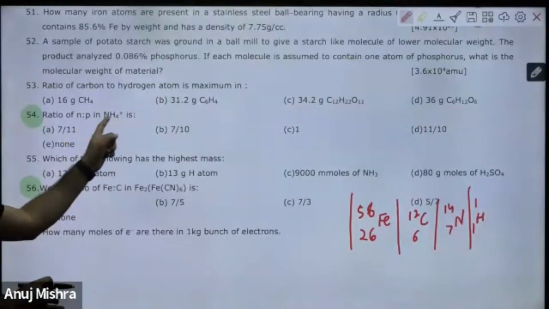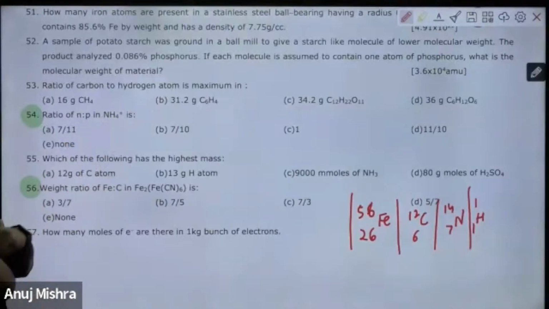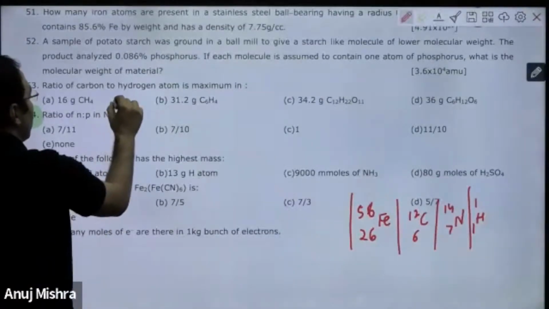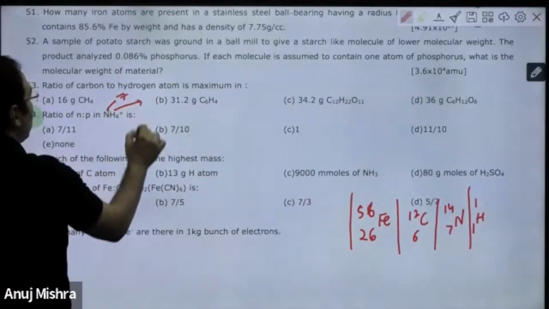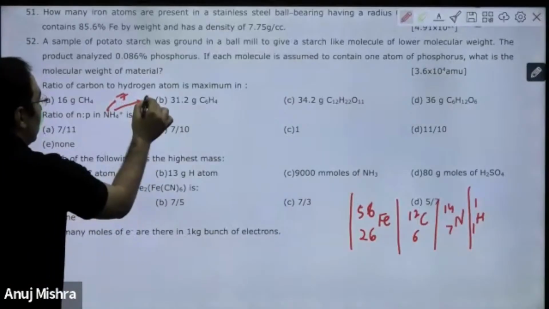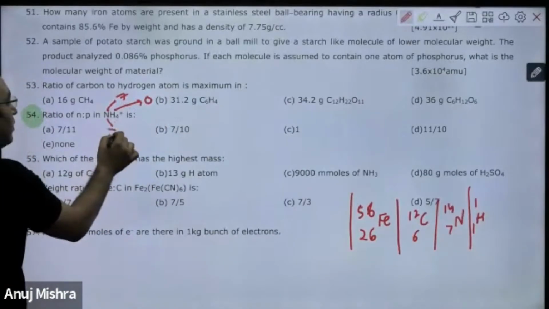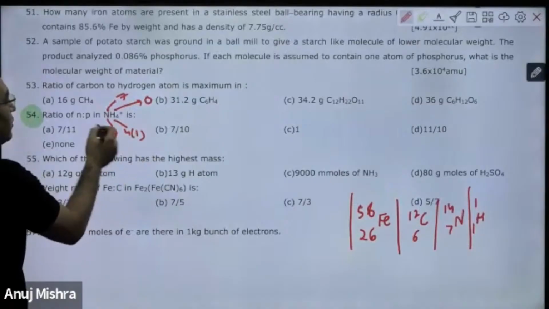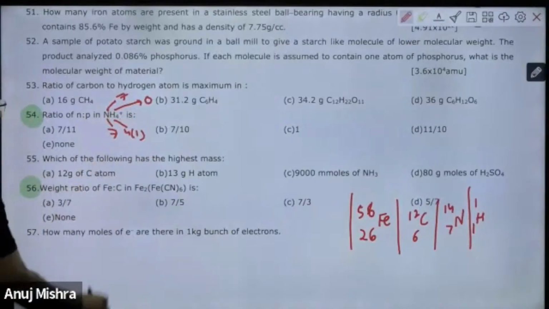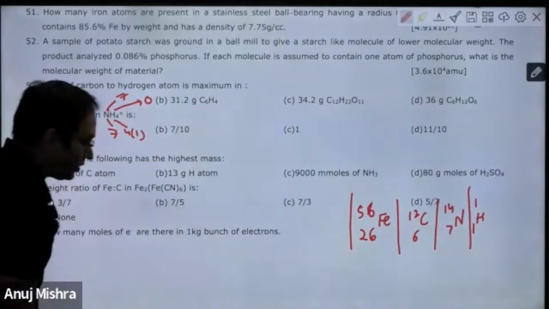What is the answer for this question? NH4 plus. 7:11. सबका ही आ रहा है. Shelly, what's your answer? Option A, 7:11. So न्यूट्रॉन्स निकाल लीजिए, इसके 7 हो जाएंगे. और हाइड्रोजन में न्यूट्रॉन कितने होंगे? 0, because 1H1 होता है. एंड प्रोटॉन्स निकालोगे तो 7 इसमें हो जाएंगे, इसमें 4 into 1. इलेक्ट्रॉन्स नहीं है, प्लस चार्ज से कुछ फर्क नहीं पड़ेगा. सो आंसर हो जाएगा A. Very good.